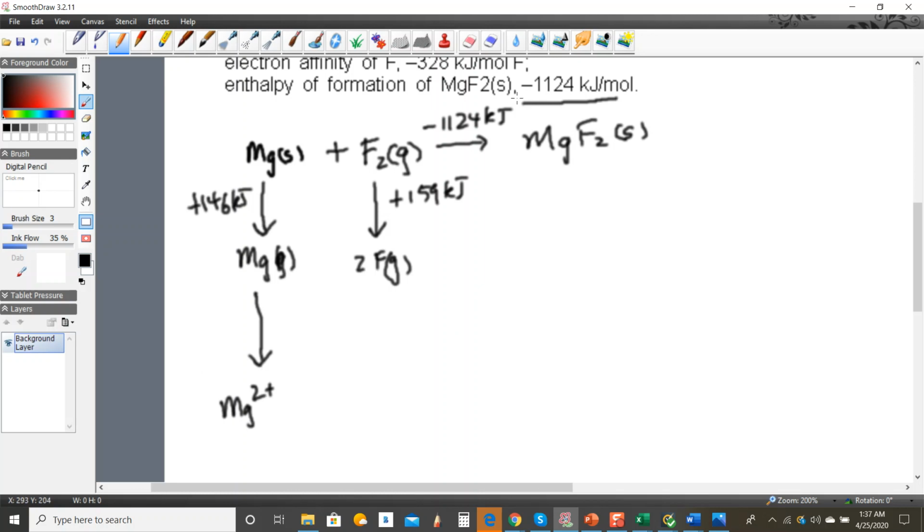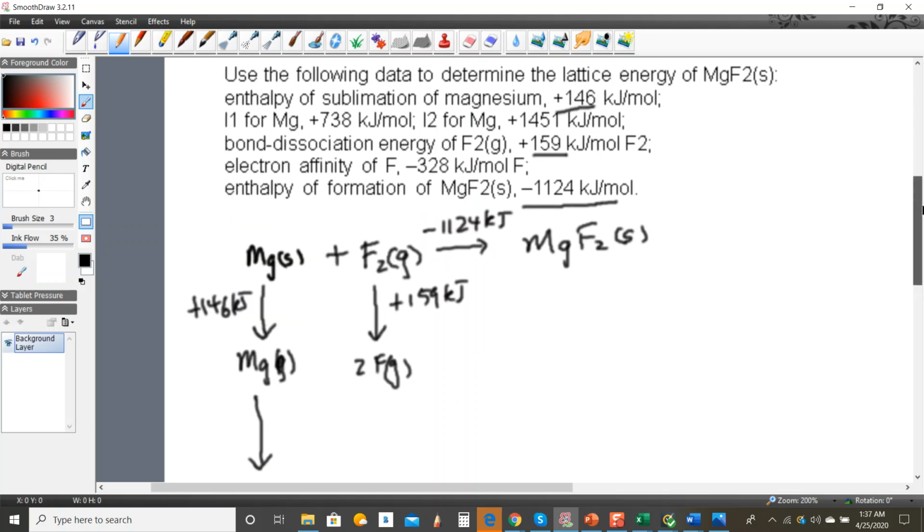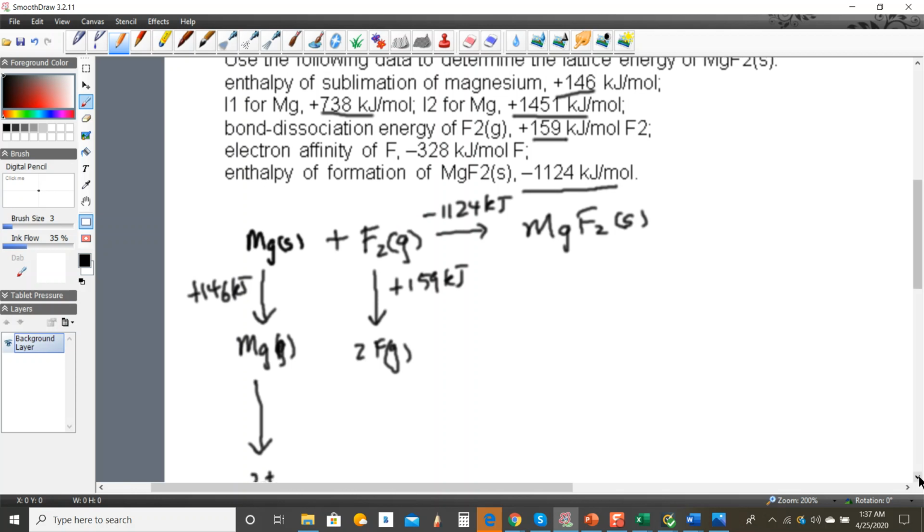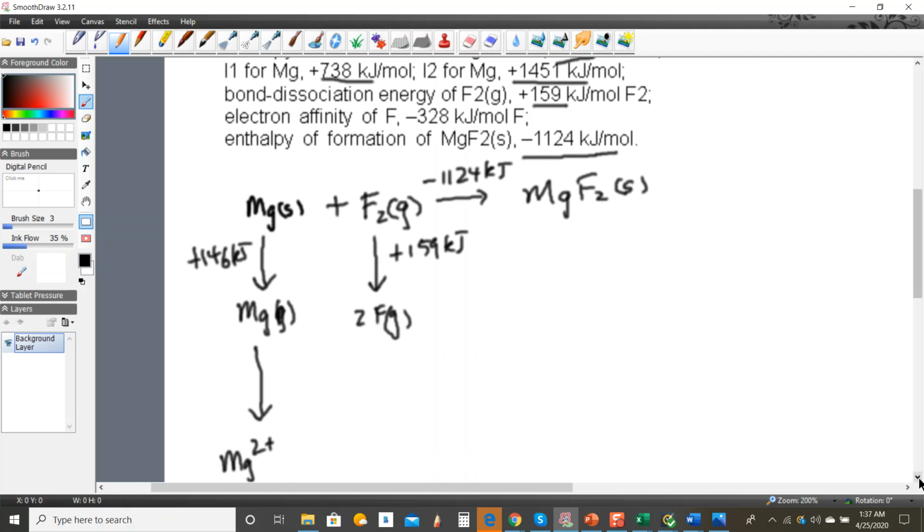And the energy required for that would be the sum of the first and the second ionization energy. So the first ionization energy is, okay, I lost my place. It would be 738 kilojoules plus 1451 kilojoules, all right?